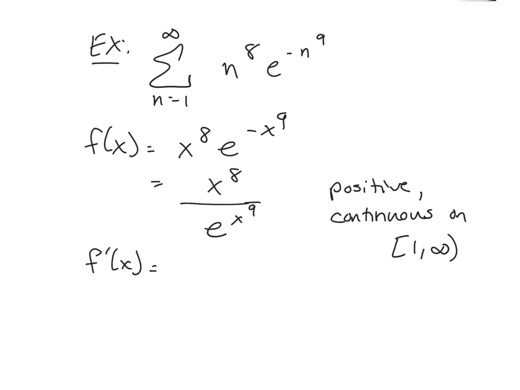So you have two options. You can either do the product rule, or I've already written it as a division, so you can do the quotient rule. Let's go ahead with the quotient rule, right? What's the derivative going to be?